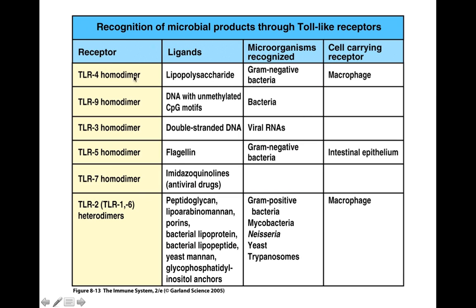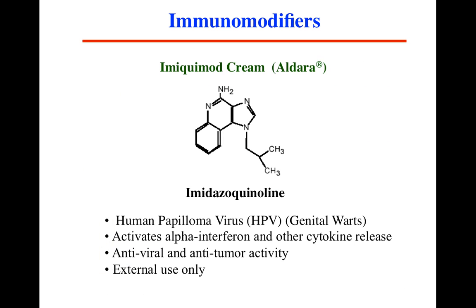And you can see here TLR4 cells carrying it are macrophages, and these are the organisms that they come from as well. And then TLR7, which is a homodimer, has also been shown to be the target for antiviral drugs, the imidazoquinolines. And we'll see that here. This is imiquimod, which is a cream, Aldara, which is an effective antiviral for genital warts.